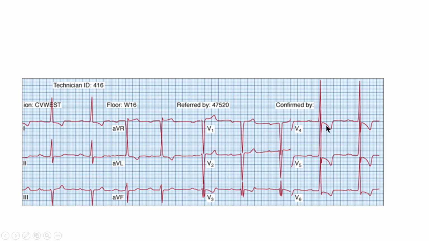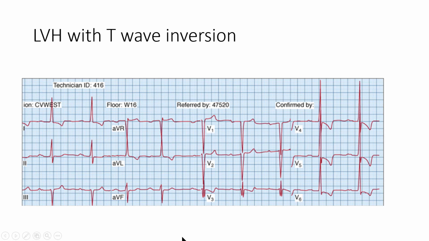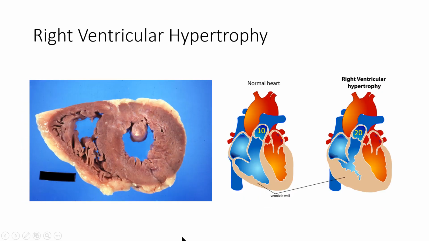If we look over here, we can see definite downsloping ST segments and T wave inversions. This, of course, is left ventricular hypertrophy with T wave inversion. Now we move on to right ventricular hypertrophy.